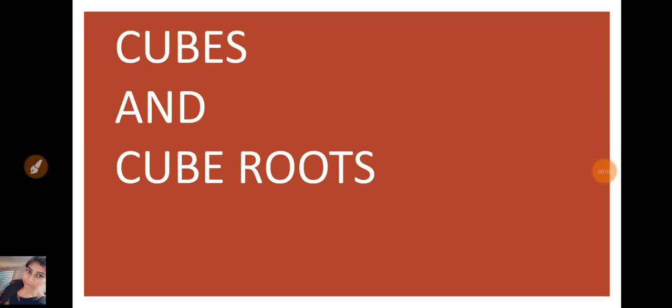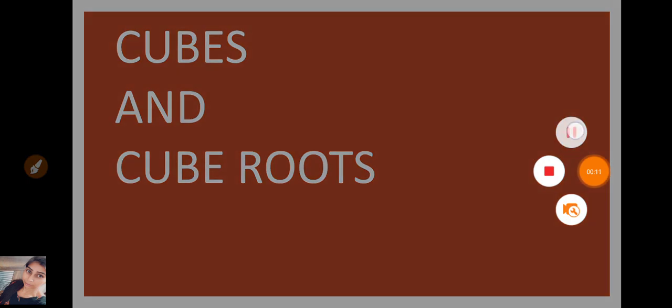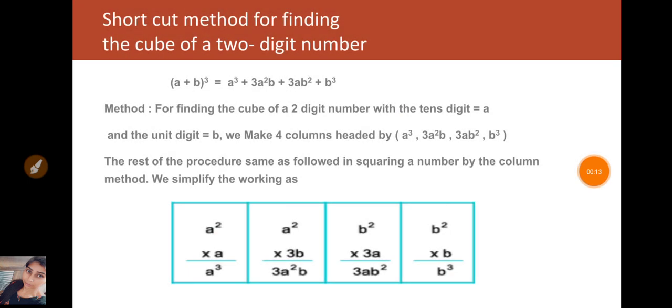So once again we are back with the same chapter, cube and cube root, and in this chapter we are going to discuss the shortcut methods for finding the cubes of a two-digit number. This method is actually very easy and we are going to use certain rules. I'm going to tell you the steps, and you can follow the same steps and find the answer.